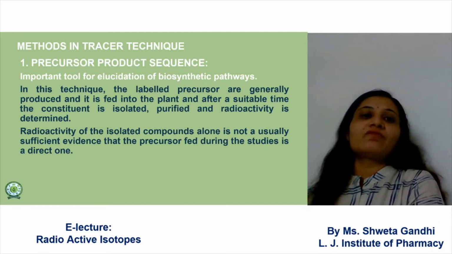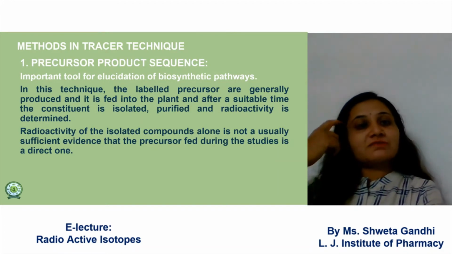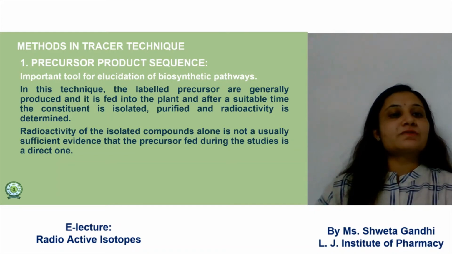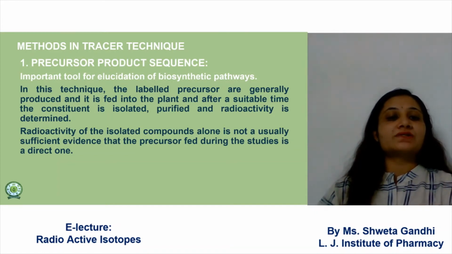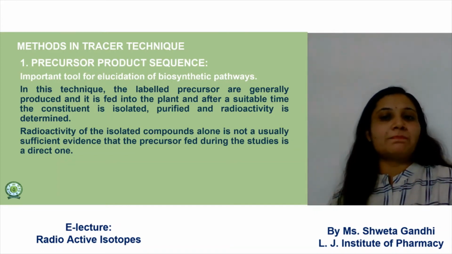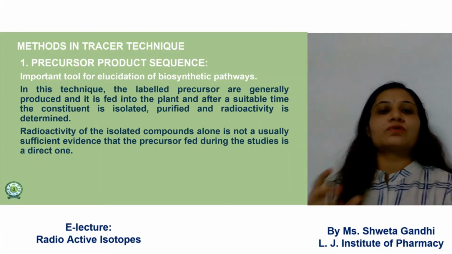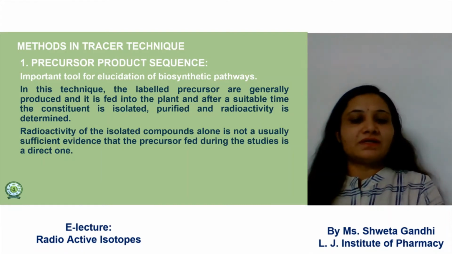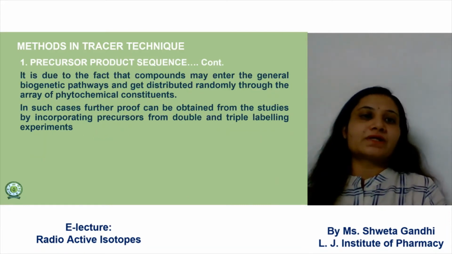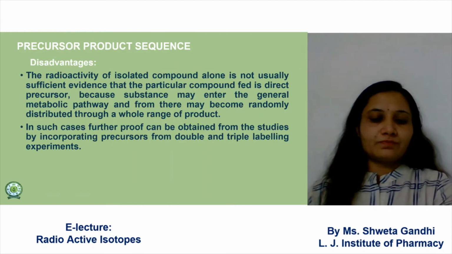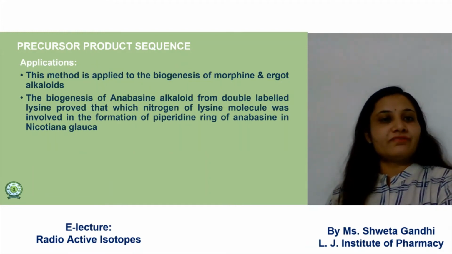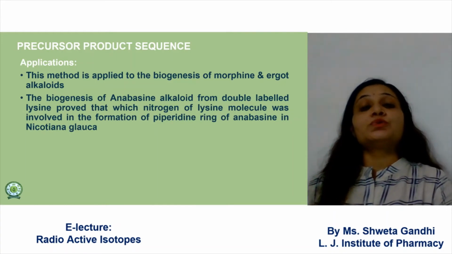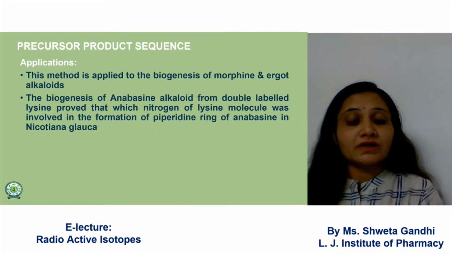If the question comes, what are the different methods? The first method is the precursor product sequence. In this technique, the labeled precursor is generally produced, fed into the plant, and after a suitable time the constituent is isolated, purified, and the radioactivity is determined. This is called the precursor product sequence. Its application is in the biogenesis of morphine and ergot alkaloids.